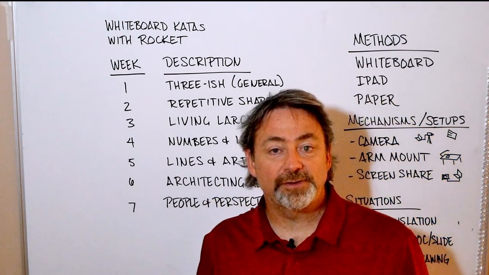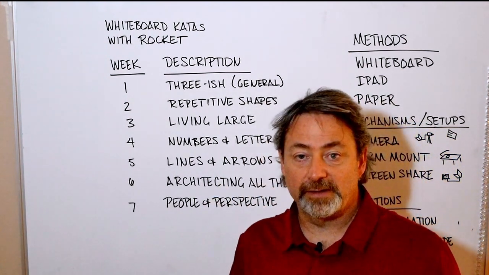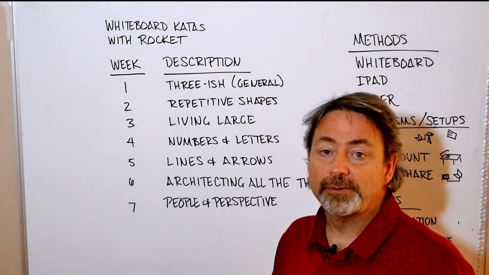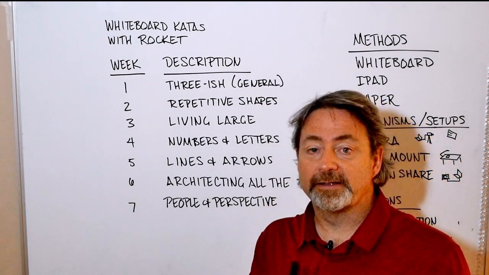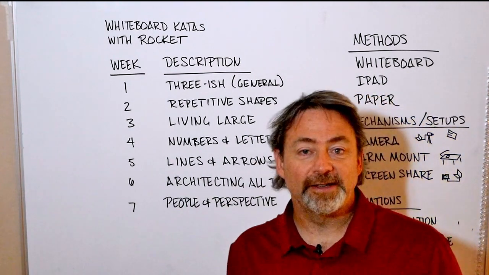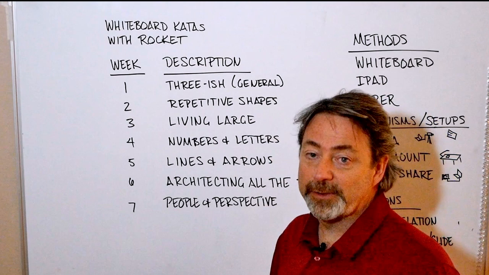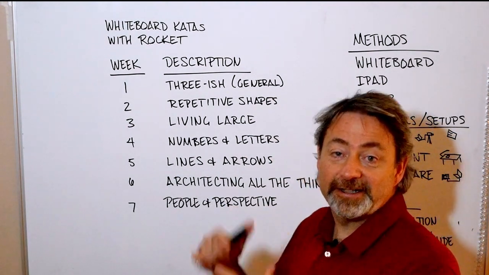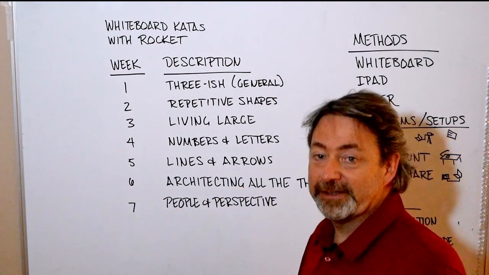Architecting all the things. The primary audience for this is solution architects and different architects who do a lot of whiteboarding to understand the constraints and understand the situation. And so architecting all the things is a fun kata in which you get to create architectures just at random. It's a lot of fun.